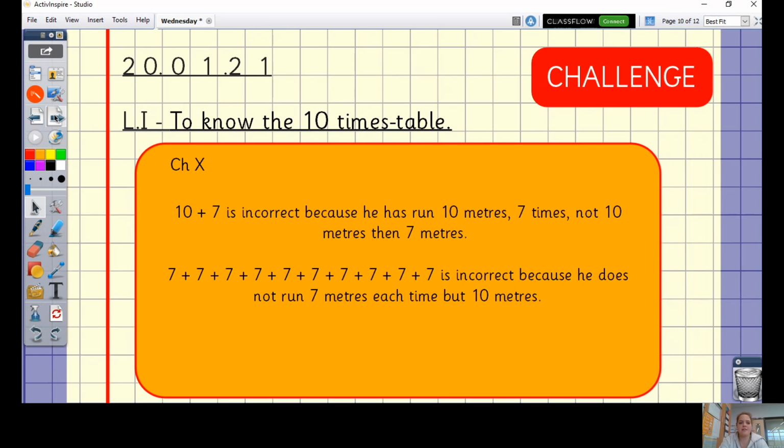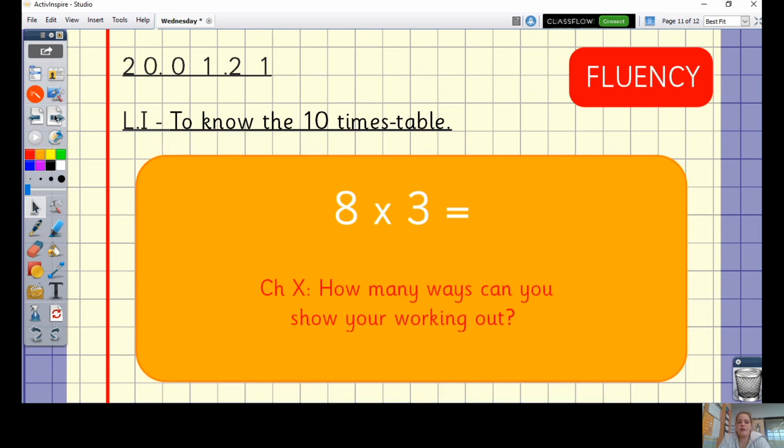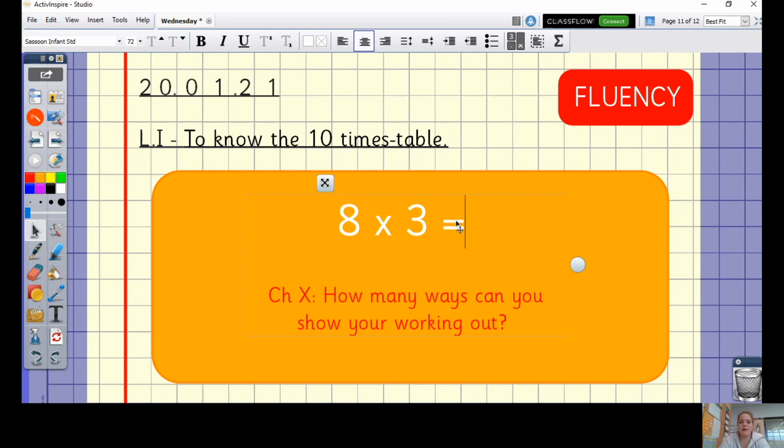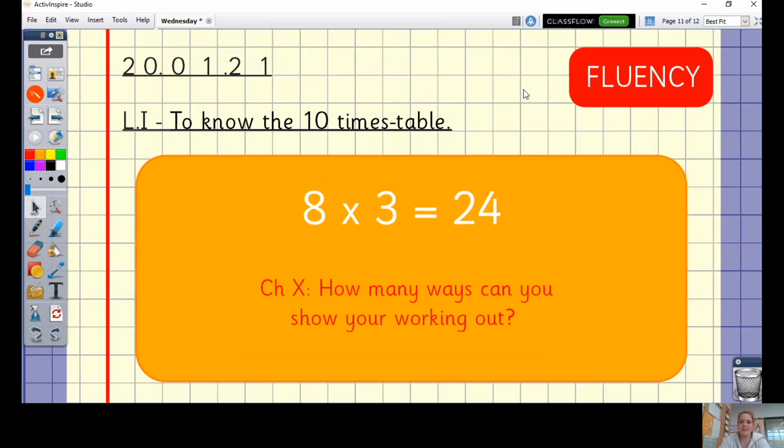Okay, and lastly, looking at our fluency number sentence, 8 multiplied by 3, or 8 groups of 3. So 8 multiplied by 3, the total of that would be 24. Okay, well done if that was the answer that you managed to get as well.